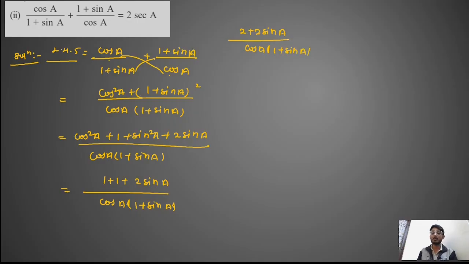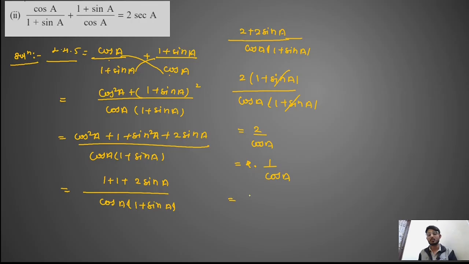You can take 2 as common from numerator, so 2 will be common, so 1 plus sin a upon cos a into 1 plus sin a. You can cancel out both terms 1 plus sin a and 1 plus sin a from numerator and denominator, so we'll get 2 upon cos a. 2 into, you can write as 1 upon cos a, and as you know that cos is always reciprocal of sec, so you can also write as 2 into sec a. Hence proof, left hand side equal to right hand side.